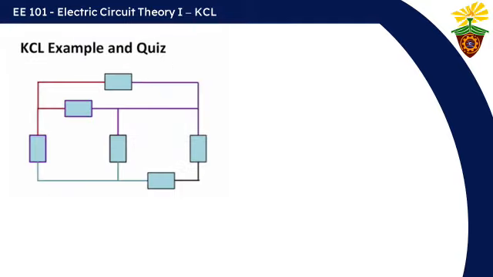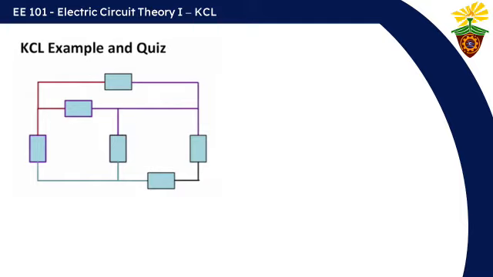Now, we're going to apply the KCL to this particular example, and then I'm going to have you do a quiz. In this particular case, we have several nodes and I've color-coded them. So we've got the simple node right here, and up here, we've got a big node that connects all of these components right here, and then we've got a node right there, and then up in the corner another node.